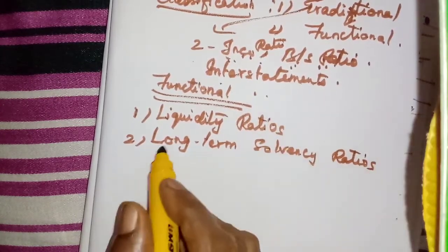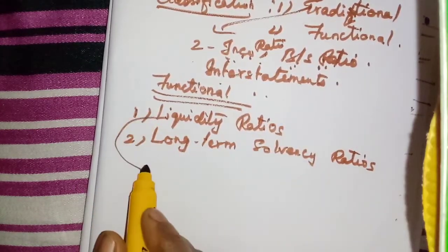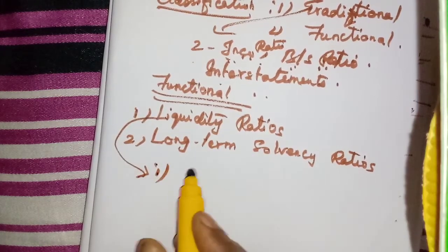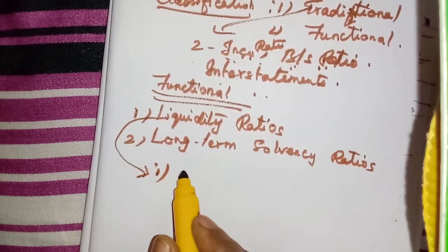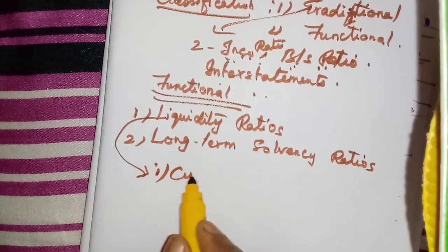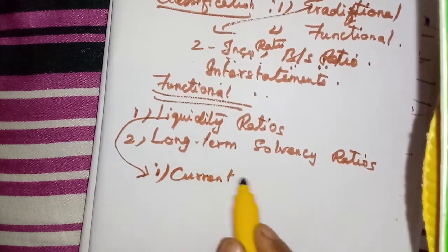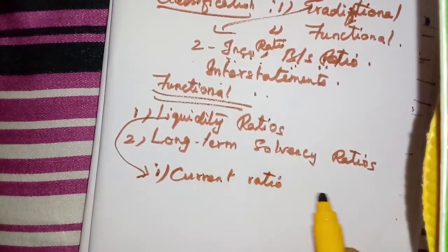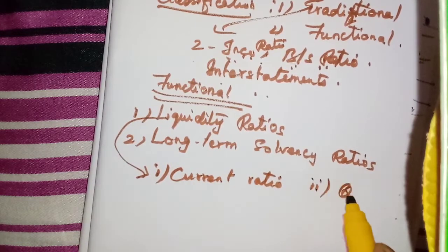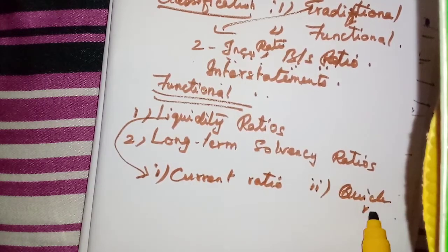Here, this liquidity ratio is again classified into two. One, current ratio. Current ratio and quick ratio. Second one is quick ratio.